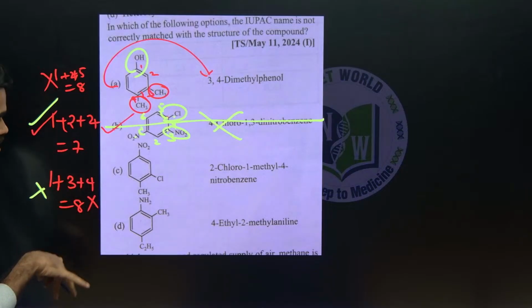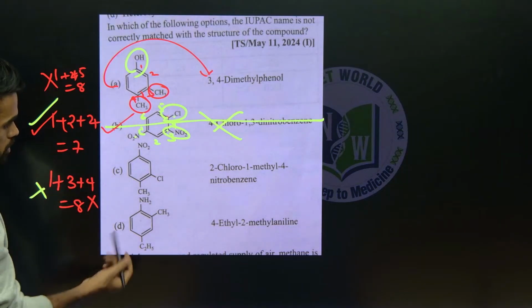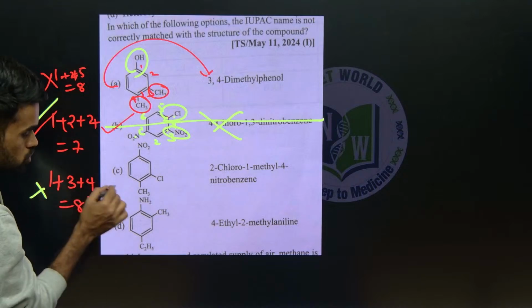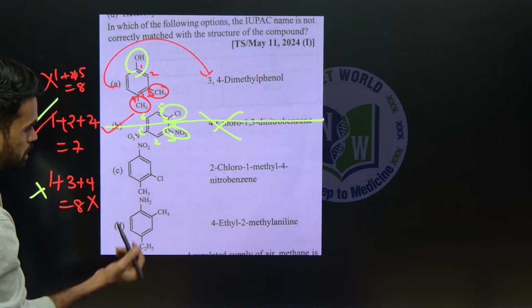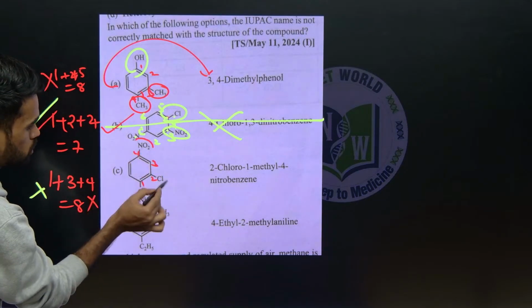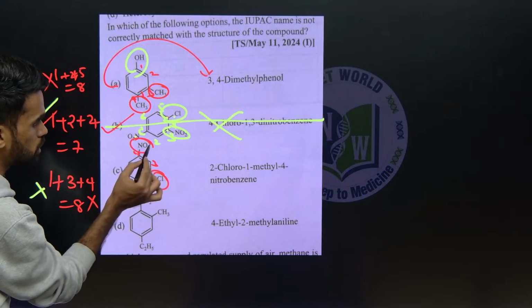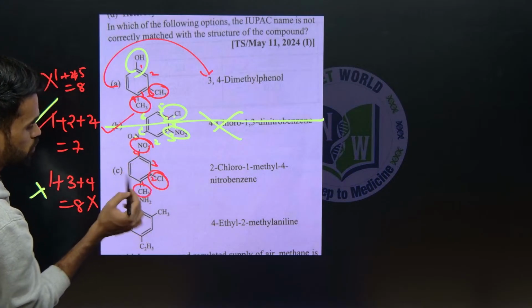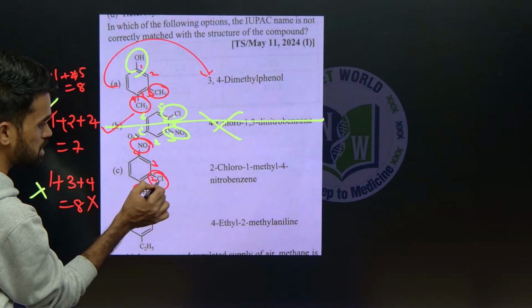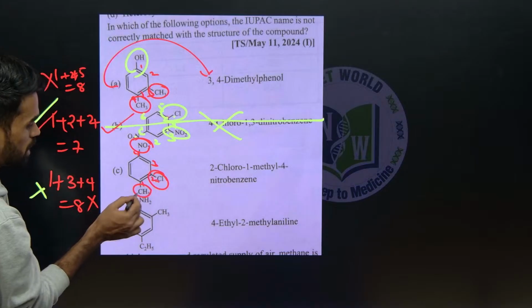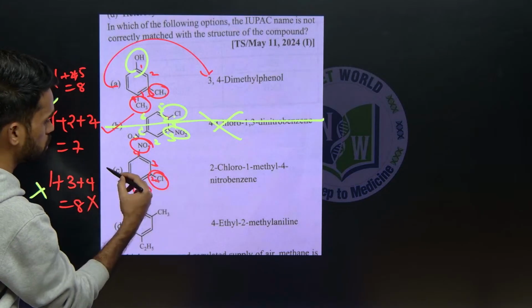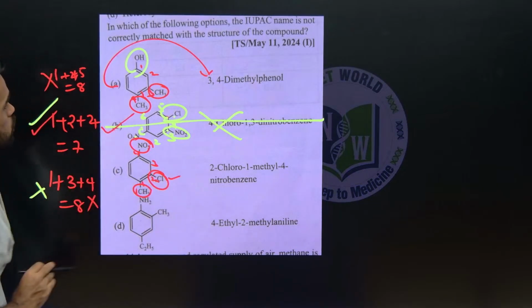Let's check the other options also. See here, for this one, again follow the lowest numbering rule because there is no principal functional group. So 1, 2, 3, 4. So 4 nitro and 2 chloro. So 2 chloro, 4 nitro, and here we have methyl. Which comes first in alphabetical order? Chlorine first, C comes first, so 2 chloro, 1 methyl, then 4 nitrobenzene. So this is correct only. So the only incorrect one is B.